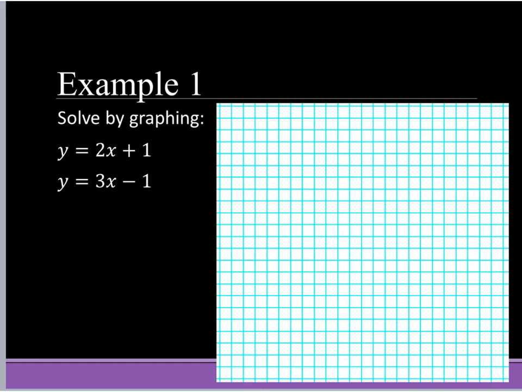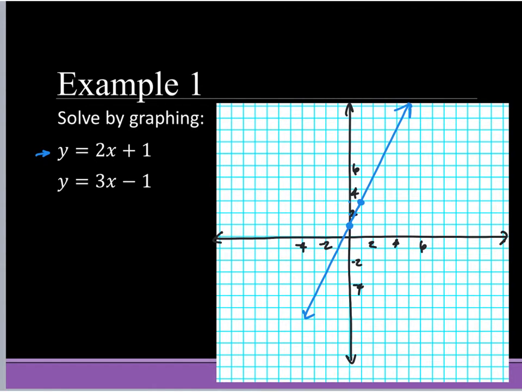So for example 1, it says to solve the system by graphing. And here we're given y equals 2x plus 1 and y equals 3x minus 1. So I'm going to start out with y equals 2x plus 1 as my blue line. So I'll start out at my y-intercept. I have a positive slope of 2, so I'm going to go up 2 and over to the right 1, and I'm going to connect those points. Likewise, for the second equation, y equals 3x minus 1, I'm going to start out at negative 1, and here I have a positive slope of 3, so I'm going to go up 3, 1, 2, 3, and to the right 1, 1, 2, 3, and to the right 1, and I'm going to connect these dots now.